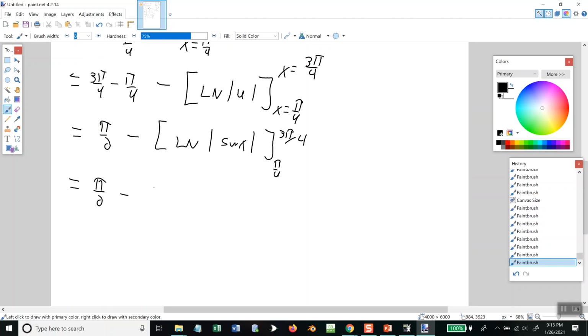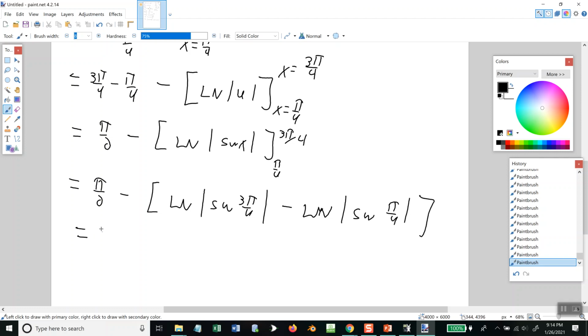So pi over 2 minus natural log of the absolute value of sine of 3 pi over 4 minus natural log of the absolute value of sine of pi over 4. What's sine of 3 pi over 4? Yeah. So square root of 2 over 2. How about sine of pi over 4? Square root of 2 over 2, which means that cancels, and our answer is pi over 2.